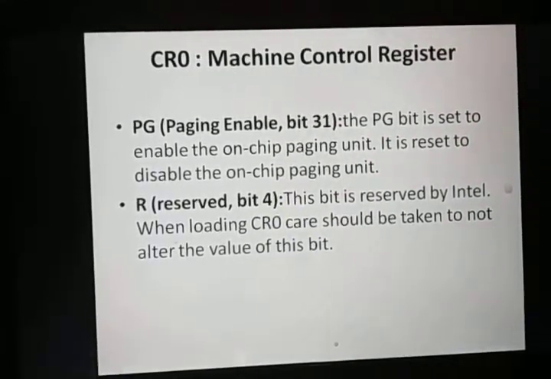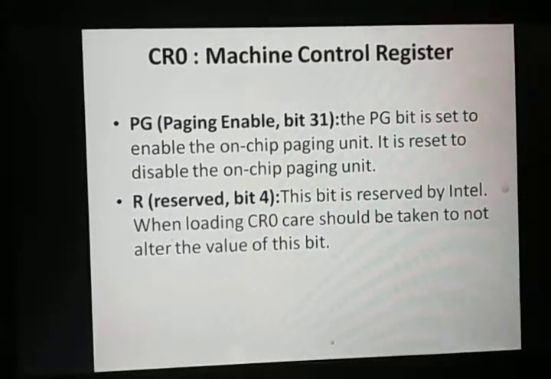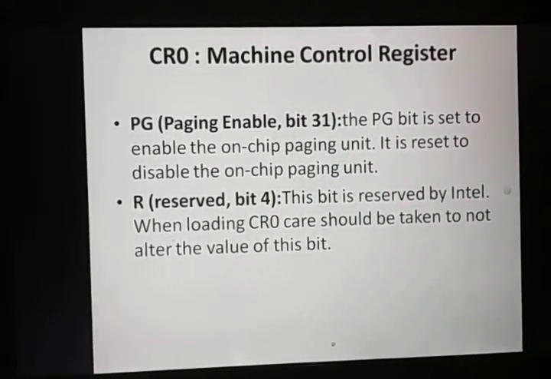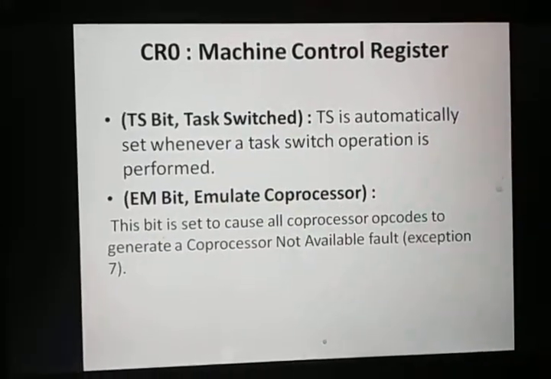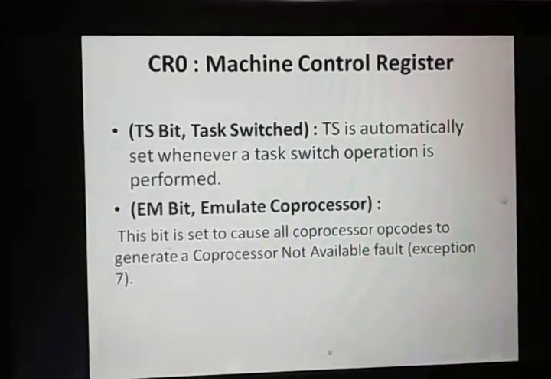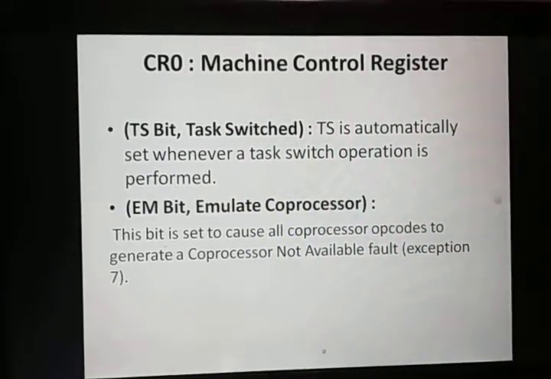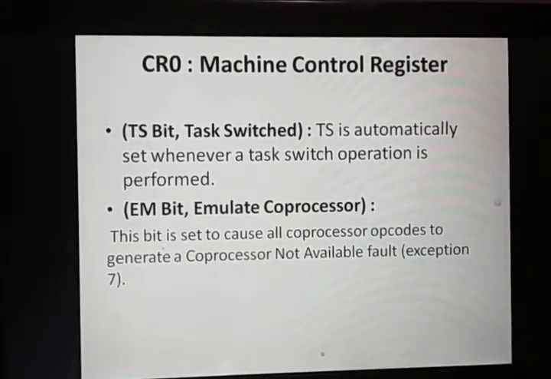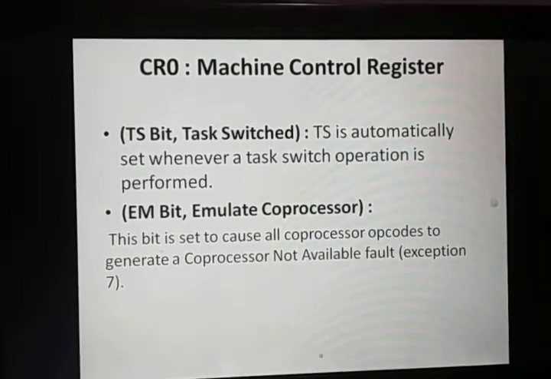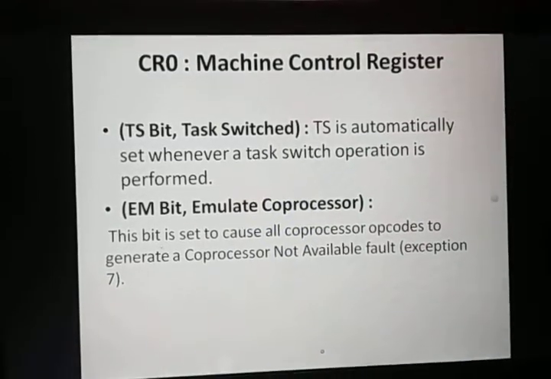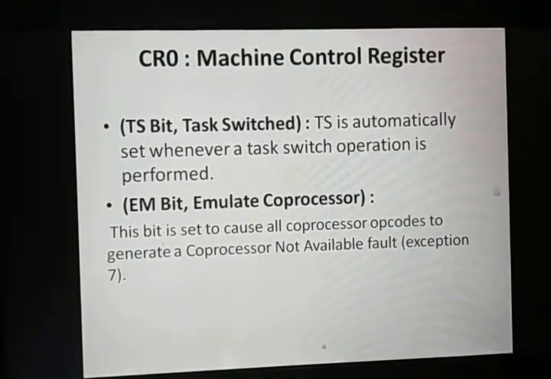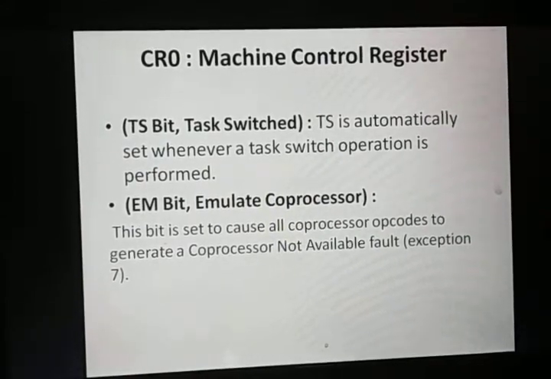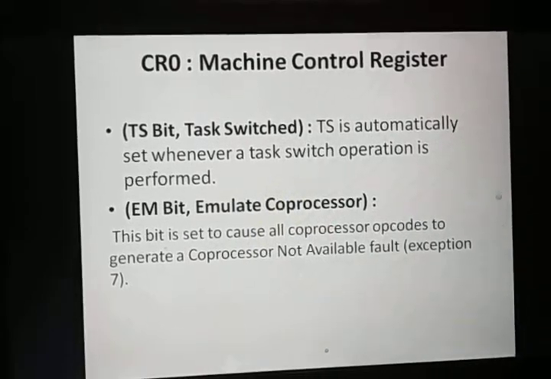Then R is used for the reserved bit. This bit is reserved by Intel. When loading CR0, care should be taken to not alter the value of this bit. Then task switching. The TS bit is automatically set whenever a task switching operation is performed. The EM bit means the emulate coprocessor bit. This bit is set to cause all coprocessor opcodes to generate a coprocessor not available fault. So the EM bit is basically defined for the coprocessor. If the coprocessor is not available, this bit generates the exception.